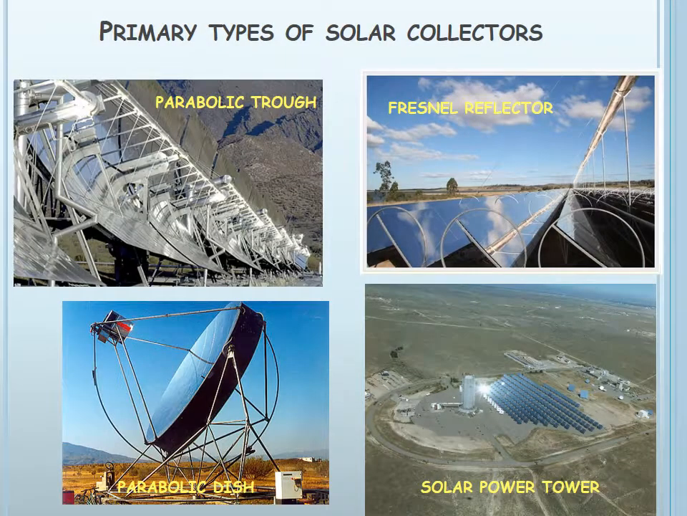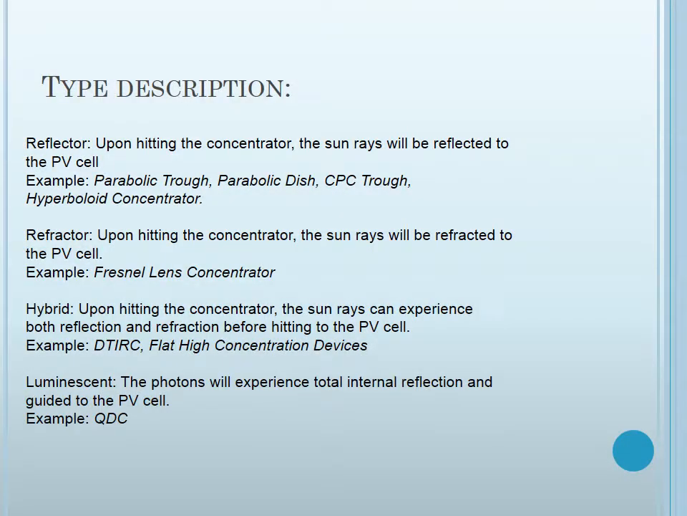So next we're going to talk about a few types of solar collectors or concentrators, as you can see. First is a parabolic trough, second is a Fresnel, third is a parabolic dish, then we're going to talk about the solar power tower. So as you have 4 different types, these types actually use different technologies. As you can see, there are 4 different types: there's a reflector, there's a refractor, the hybrid, and the luminescent.